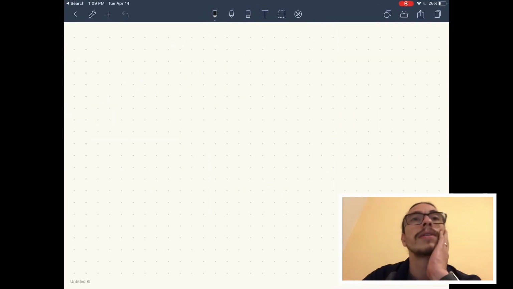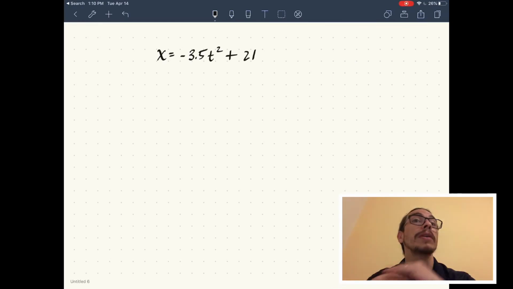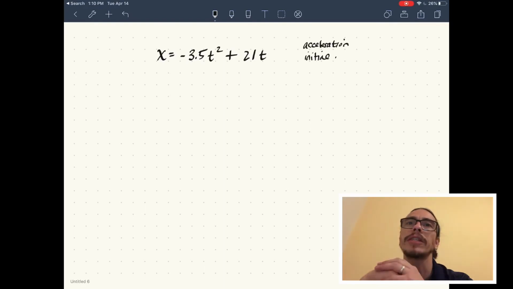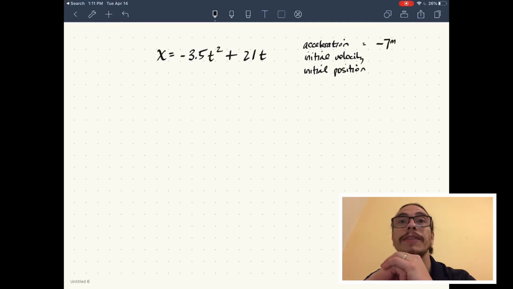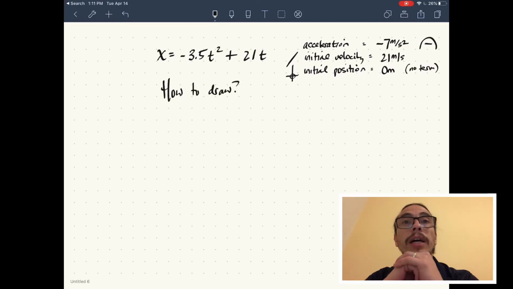Cool. What about x equals negative 3.5 t squared plus 21t? What's the acceleration? What's the initial velocity? And what's the initial position? Yep, you got it. Negative 7 meters per second squared, so it means concave down. 21 meters per second for initial velocity, and there's no term, so it must mean initial position is 0. So we're going to start, what if we draw that? It would start at 0.